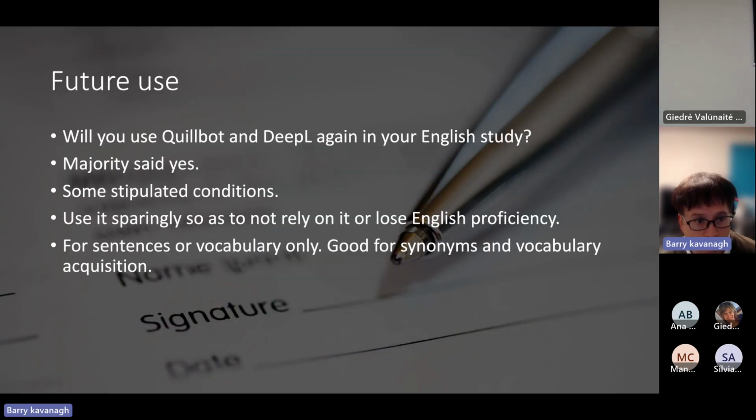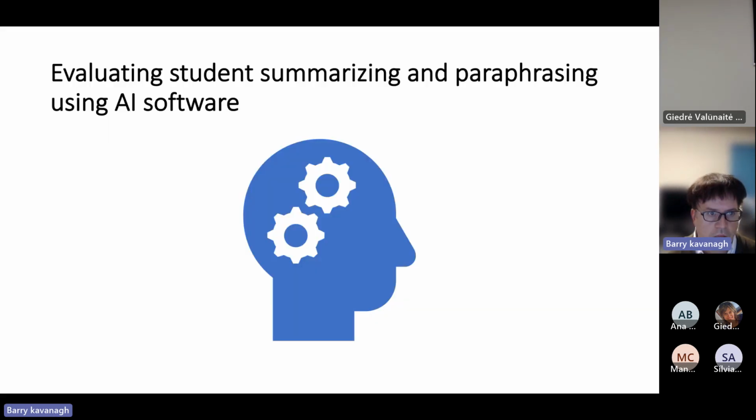So will you use Quillbot again? The majority said yes, but some stipulated conditions. They would use it sparingly so as to not rely on it or lose English proficiency. So if you rely on it, you won't really improve your English. But it's good for basic sentences or vocabulary, and also good for synonyms. So when I evaluated the software, how did it improve students' writing?